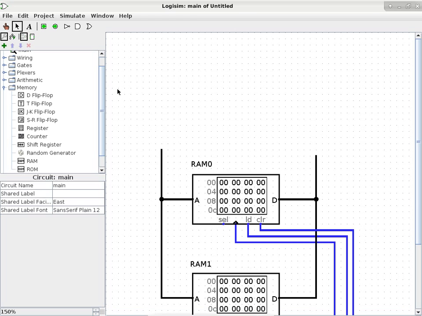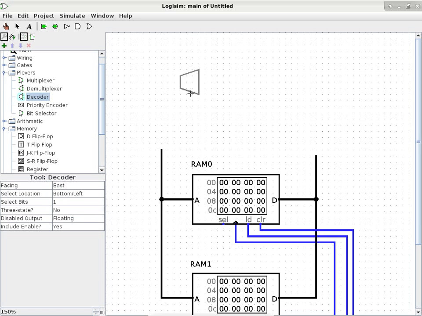All it needs to do is what we call a decoder, okay? So what we'll do is we're going to go select a decoder from plexers, okay? So a decoder looks like this. And with this decoder, we do not need tri-state, disable output, floating, including enable. We'll just say no. We'll simplify the design of a decoder, okay?